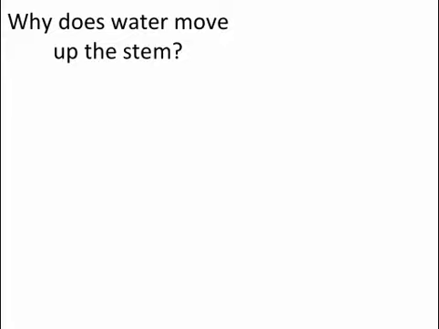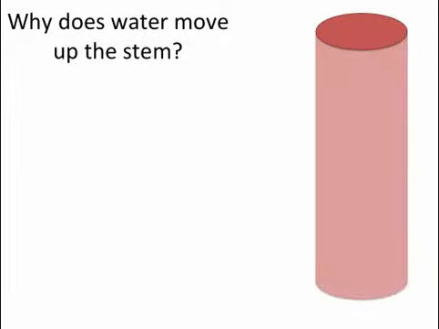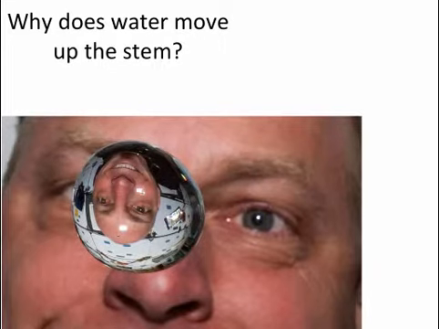Now you need to know why water moves up the stem. So what actually makes it go from the roots through the stem and out through the leaves? Remember, water moves in the xylem. The first reason why, or the first cause of water moving up through the stem, is that water molecules stick to each other.